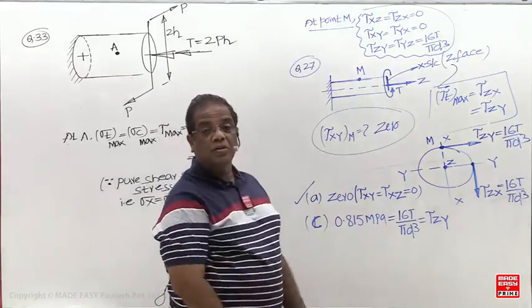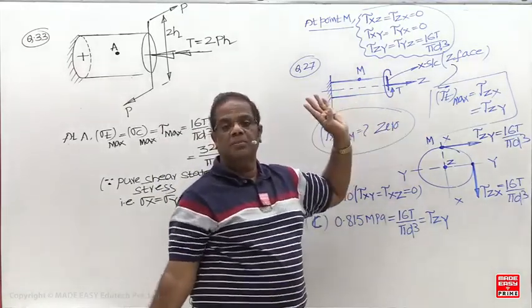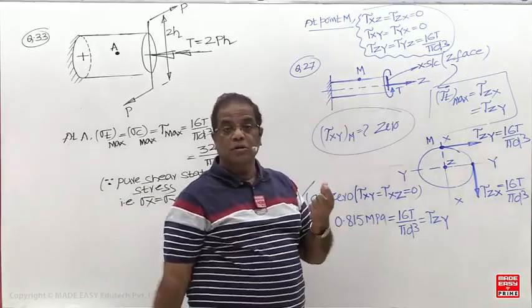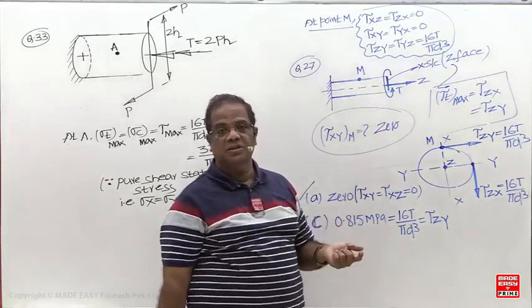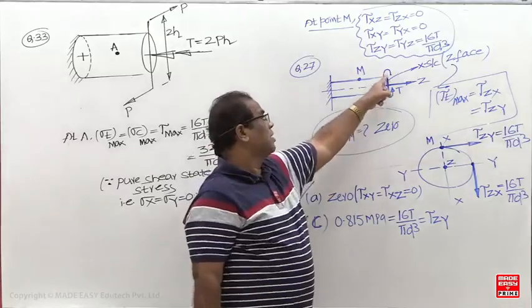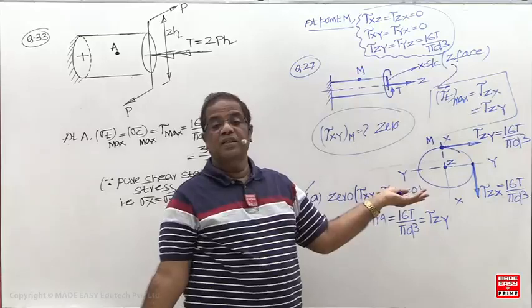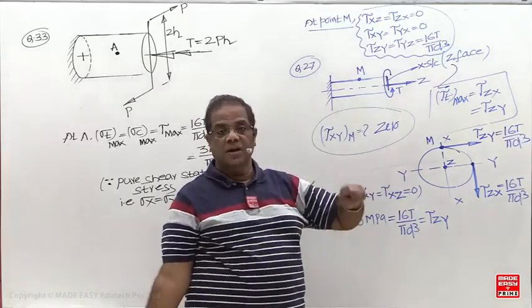Most of them have not gone through the question. Sir, point M is in torsion, therefore torsional shear stress is maximum. But go through the question, it is not asking the maximum torsional shear stress. It is asking tau xy. And this point is on what? X phase. Sir, Z phase. On Z phase there is no tau xy; on Z phase you will get either tau zx or tau zy.